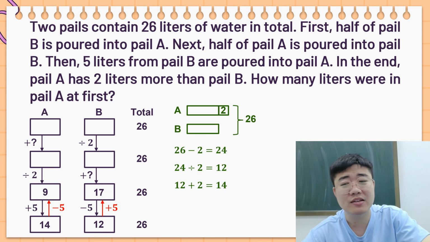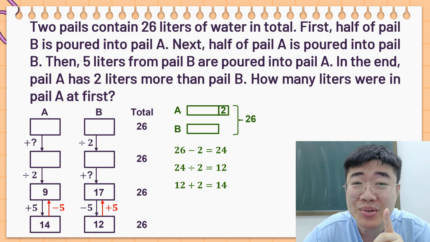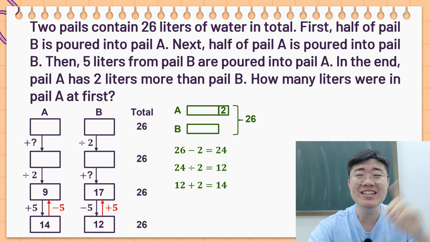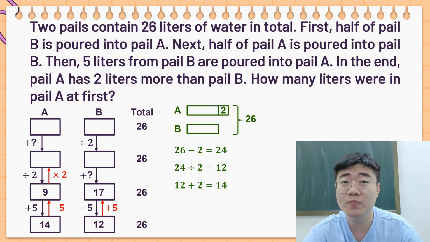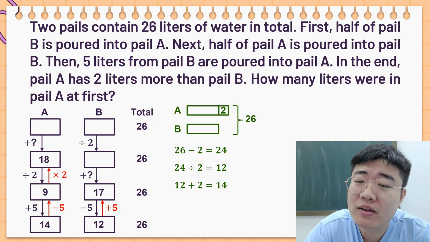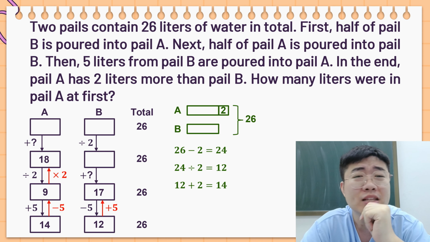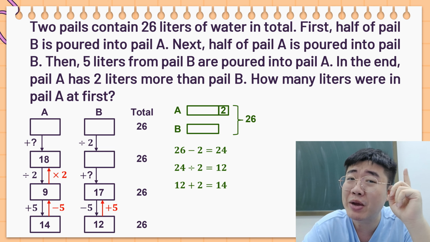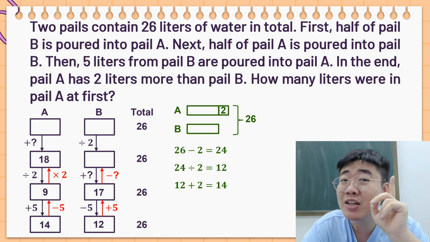So let's check the next step. For A, this is divided by 2. So it changes into, yes, everyone, times 2. So 9 times 2, this becomes 18. But now, how about B? This is plus a number, so when you do working backwards, it changes into minus a number. But minus what number?